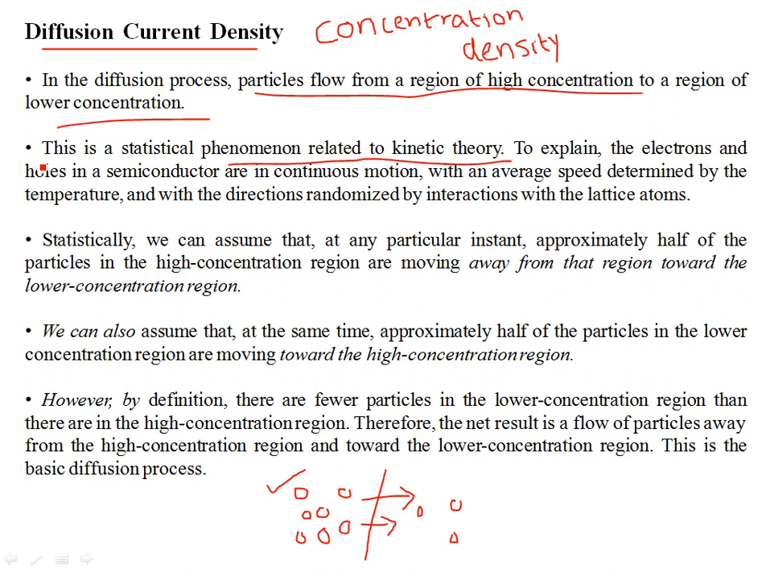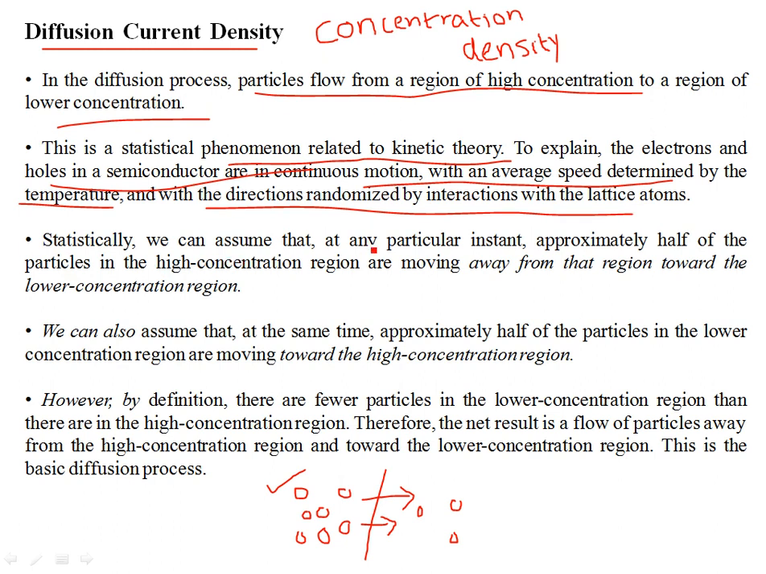Now, to explain: the electrons and holes in a semiconductor are in continuous motion with an average speed which is determined by the temperature conditions, and with directions which are randomized by the interaction with lattice atoms, because they are bombarded, or they collide with the lattice structure. So the motion of these particles is statistical. They are erratic, but that's how the movement is, depending on the temperature, how much energy they have to move around in the lattice.